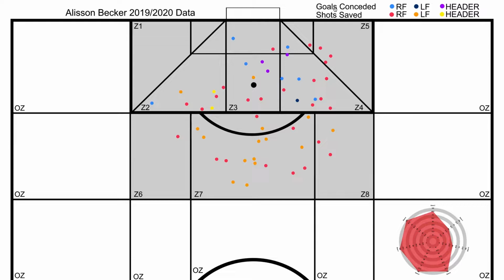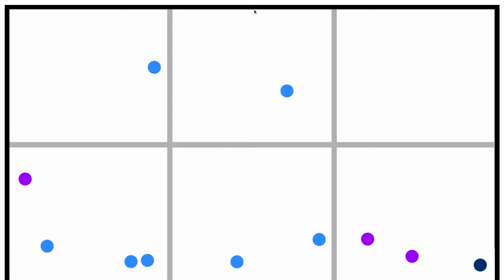Now we can break this down slightly further. So if we hit goals conceded and we want to see the point in which these goals cross the line, we can do, just hit the goal up at the top and it will show us the point in which the ball crossed the line.